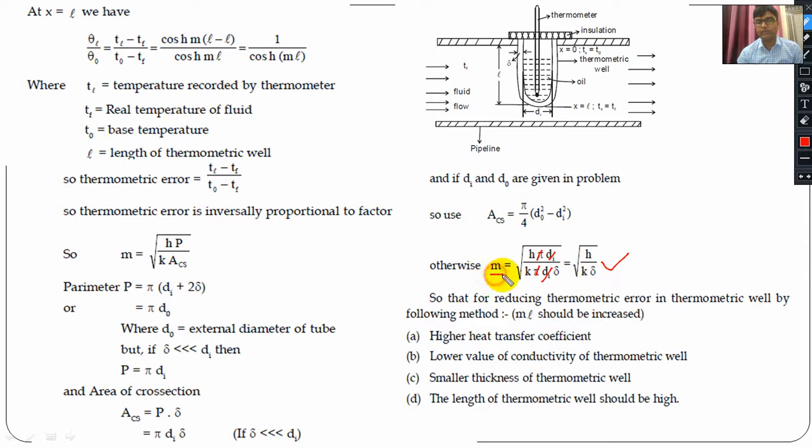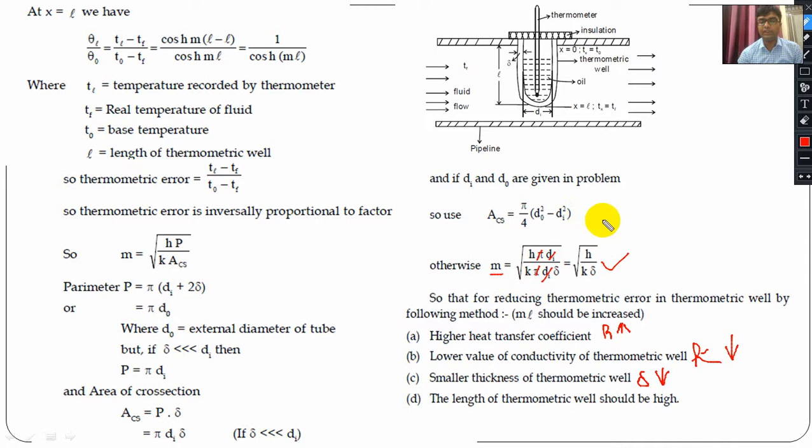So definitely for a higher value of m, what we are considering is that the h value is high. Clear? H value should be as high as possible. Clear? And conductivity should be as low as possible. This is the conductivity. Clear? This is the conductivity, which should be as low as possible. And definitely this one is a design factor. The thickness of the wall is also very much less. Clear? The thickness is also very much less, so that the m value is high.